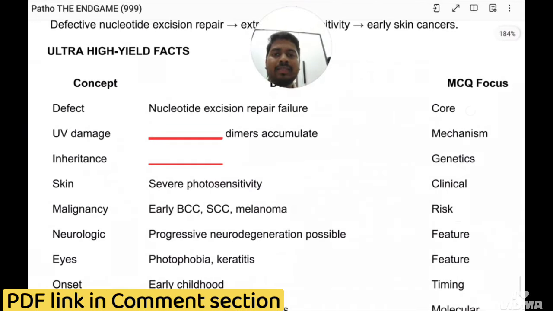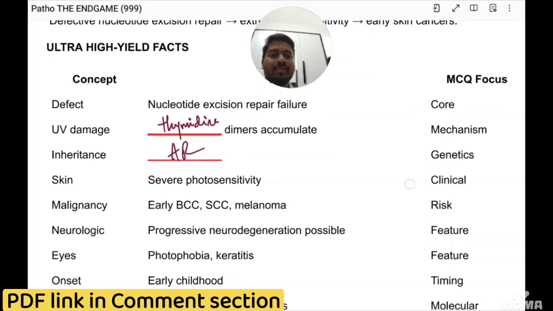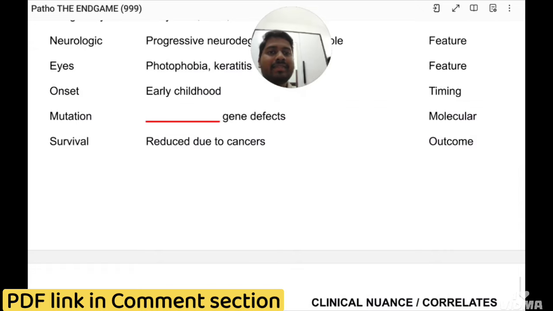So going through the questions, which dimers accumulate? Thymidine dimers. Now because of these visual mnemonics, you will never forget these things. You don't have to mug up these things. Inheritance is autosomal recessive. And the gene defects are seen.